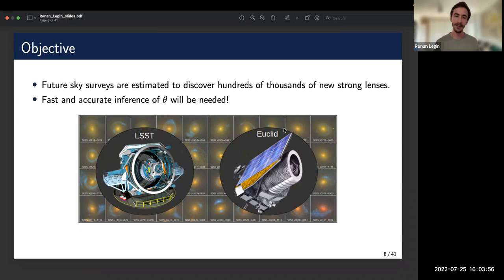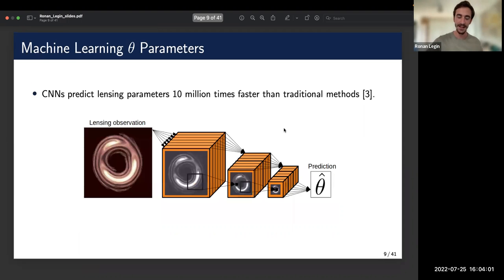And so now I'm going to talk about how this can be possible using machine learning. In recent years, convolutional neural networks have been shown to be a very powerful tool when it comes to predicting strong lensing parameters. In particular, they have been shown to be orders of magnitude faster than traditional methods, and they have even been used on real data to great success. And so nowadays, CNNs have become a staple in strong lensing.